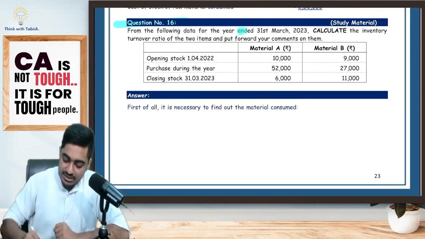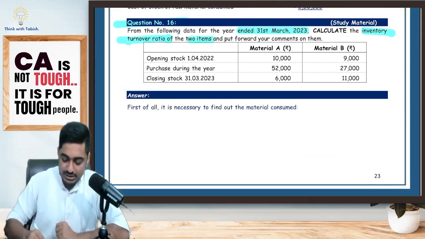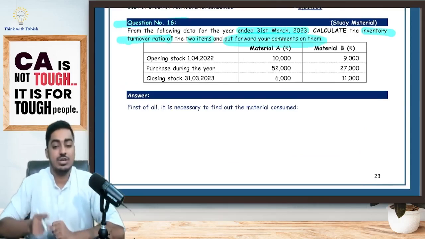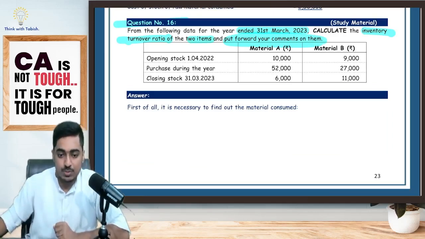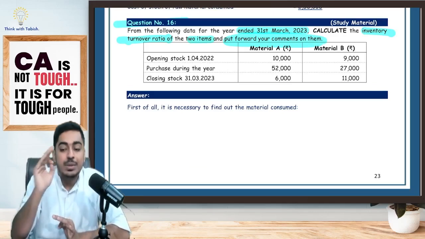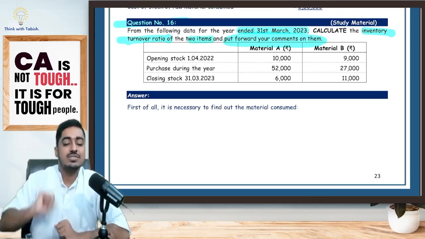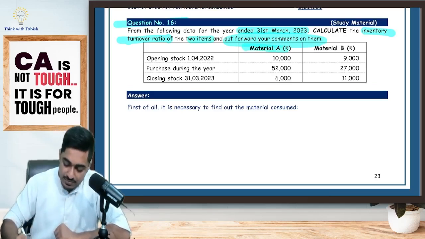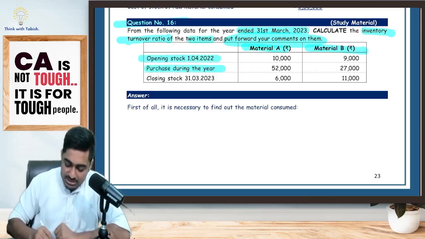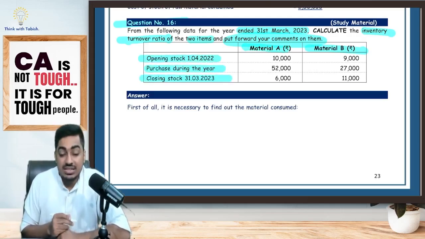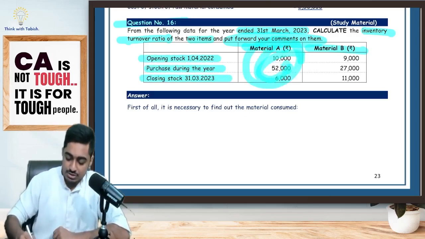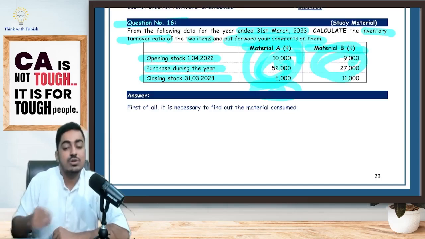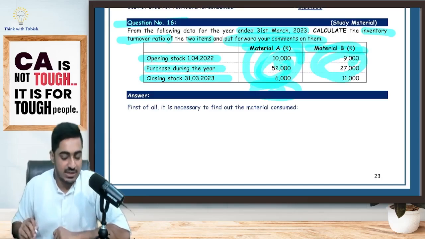Following data for the year ended 31st March is given. Calculate inventory turnover ratio of 2 items and put forward your comments. Two requirements. What all do I have to do? I have to calculate material turnover ratio, and along with that, I have to give a comment also. What comment will I give? Which raw material is fast moving? A is given, B is given. Opening stock, purchase, closing stock. Is there anything new? No. For A, I will calculate raw material consumed, average stock, turnover ratio. Similarly, for B also I will do.